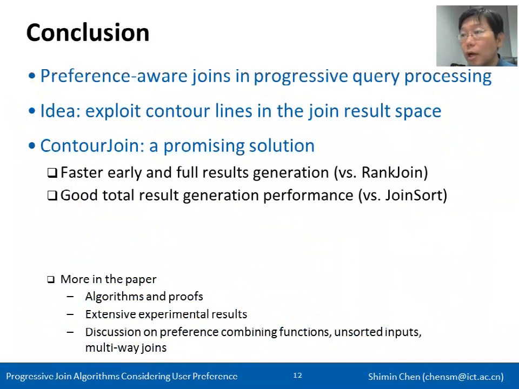In conclusion, we study preference-aware joins in the context of progressive query processing. We propose to exploit contour lines in the join result space to reduce sorting overhead. Our experimental results show that contour join is a promising solution.